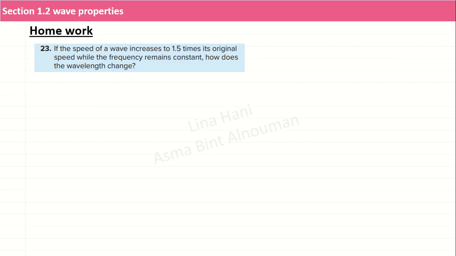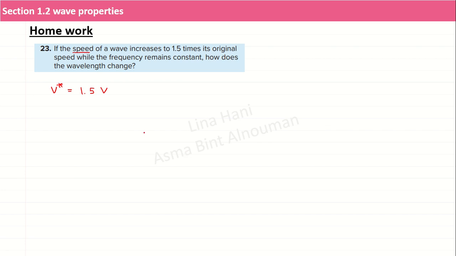Question 23. If the speed of a wave increases to 1.5 times its original speed, while the frequency remains constant, how does the wavelength change? So another ratio question. Here you can see that the speed was increased to 1.5 times its original value. So the new speed is equal to 1.5 times the old value.